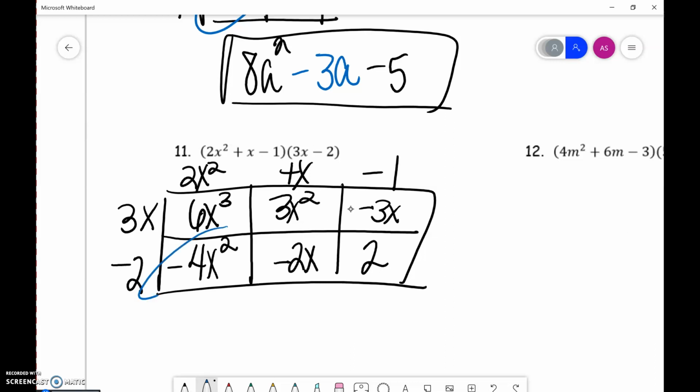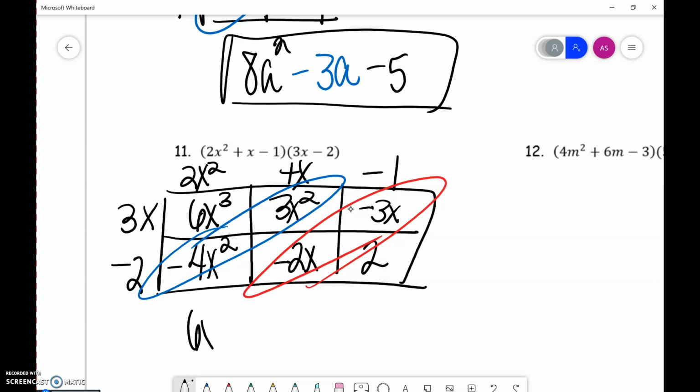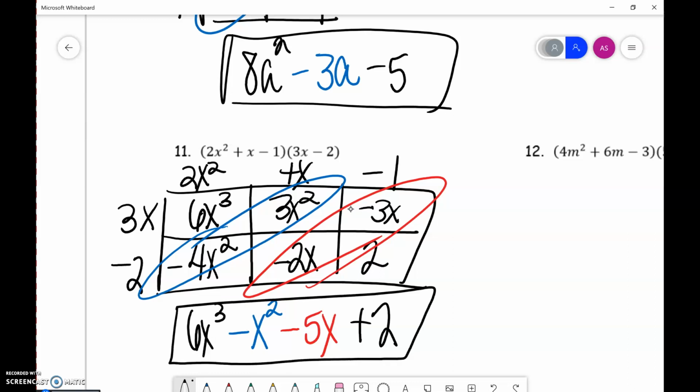Okay, like terms are still across. So I have 6x cubed, then negative 4x squared plus 3x squared, which is negative x squared. Okay, then I have negative 2x plus negative 3x. That's going to be negative 5x. Then I have plus 2. And that's my final answer.